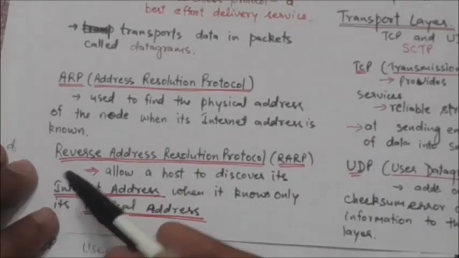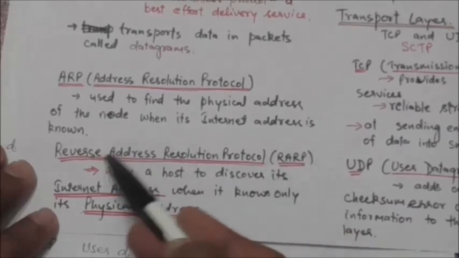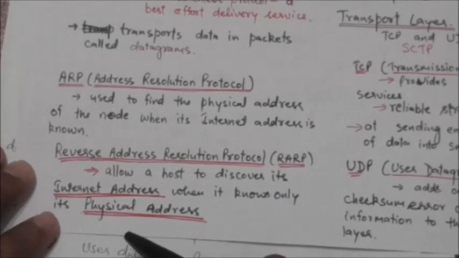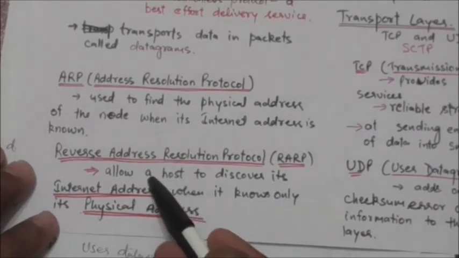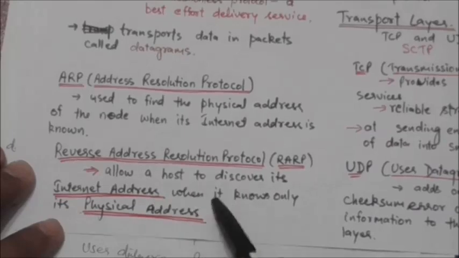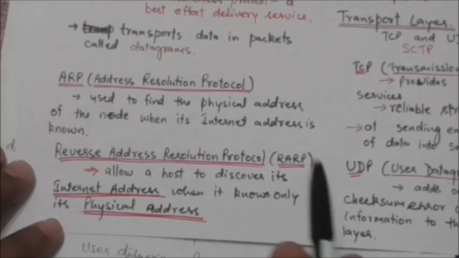Now another protocol is RARP. Its full form is Reverse Address Resolution Protocol. It allows a host to discover its internet address when it knows only its physical address.